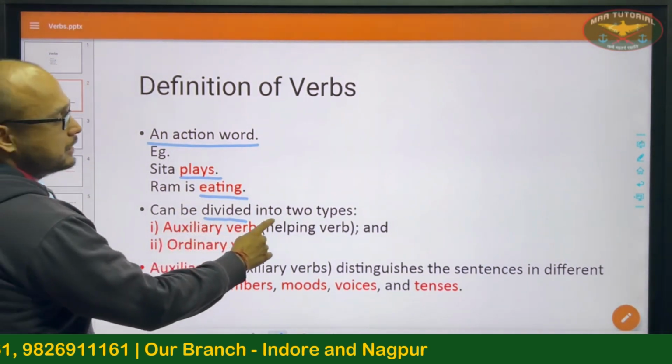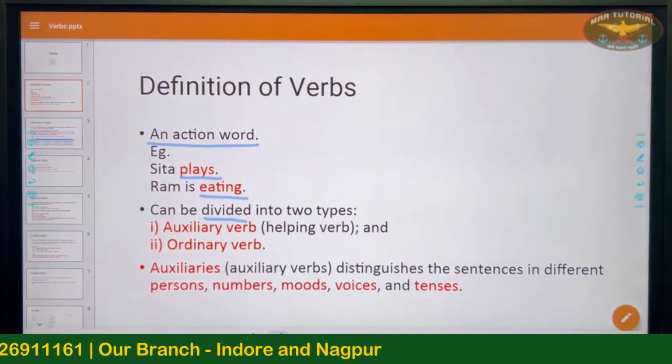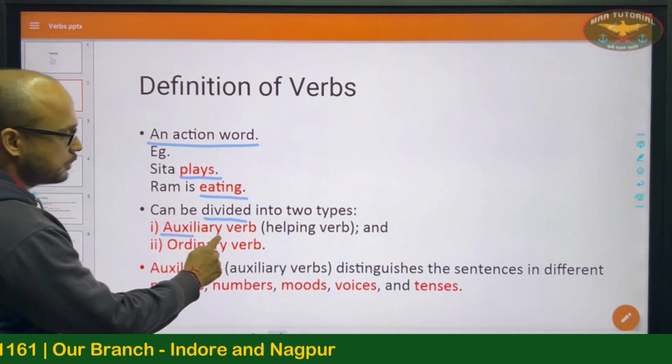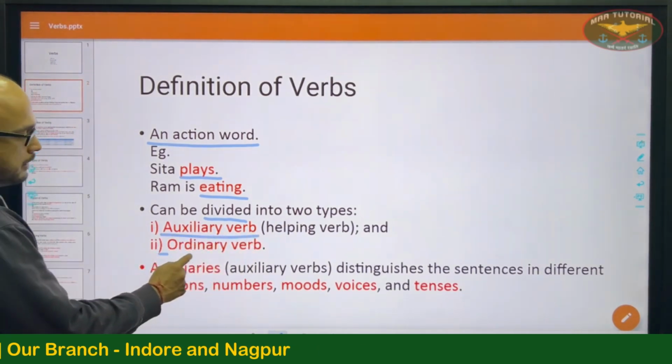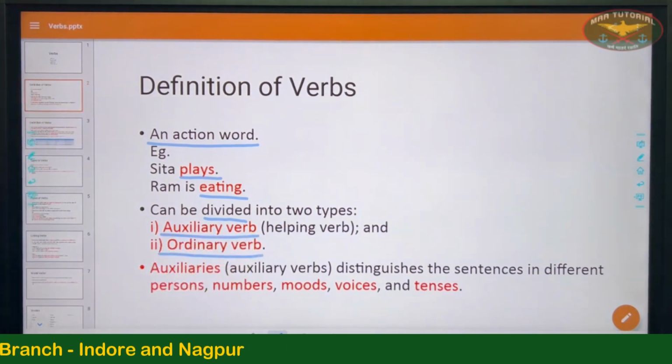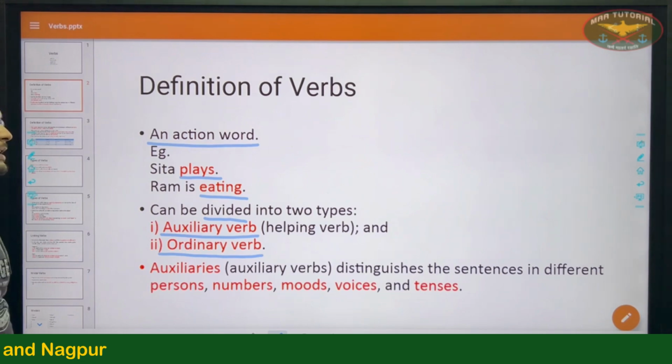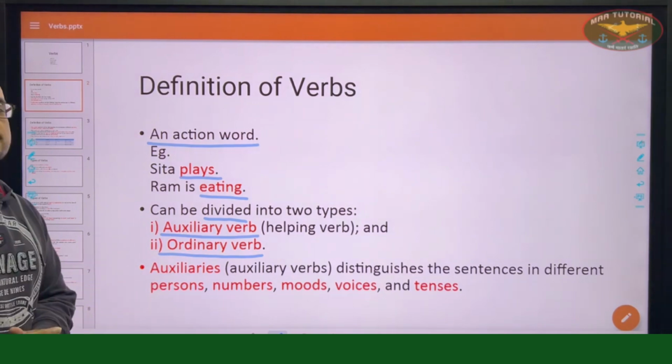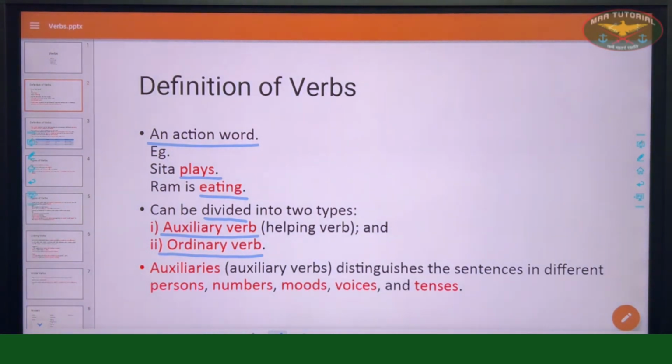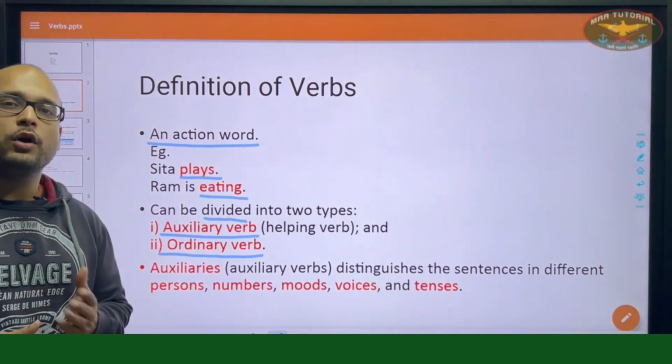Verbs can be divided into 2 types. One is an auxiliary verb and one is an ordinary verb. So the definition of verb, it is an action word. Example, Sita plays, Ram is eating. And these verbs then can be divided into 2 types. First, the auxiliary verb or the helping verb, it's also called. It's called a helping verb because it helps the main verb. It helps us in understanding more about the context.